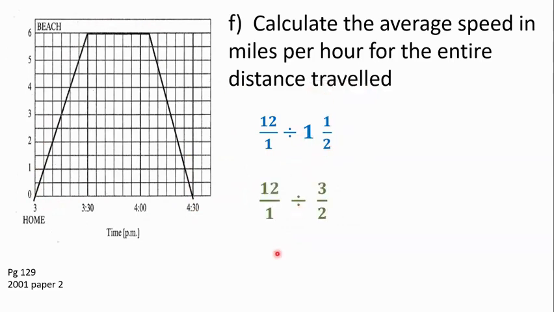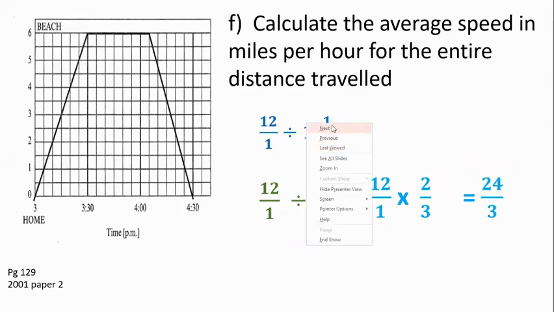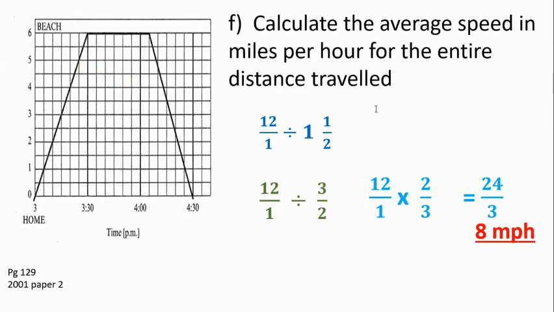So change this into an improper fraction. And the rule for dividing fractions is flip the fraction upside down, right? So we change this upside down. 12 times 2 is equal to 24 over 3. And 24 divided by 3 is 8. So this should be my formula: speed is equal to distance over time, right? Good. So now let's move along to another question.